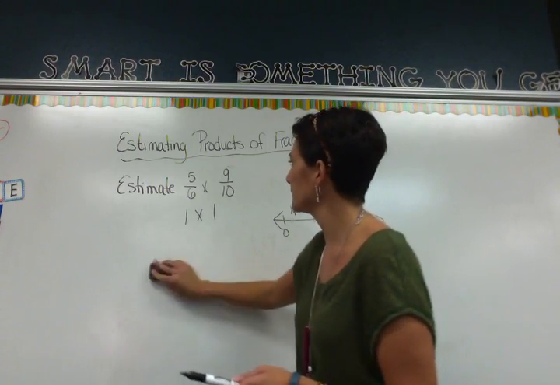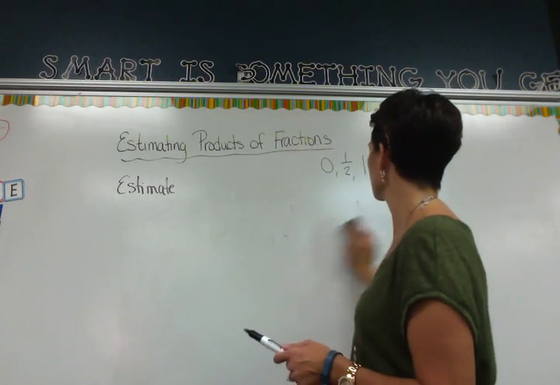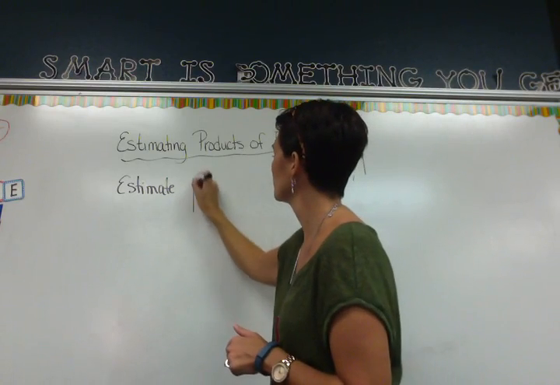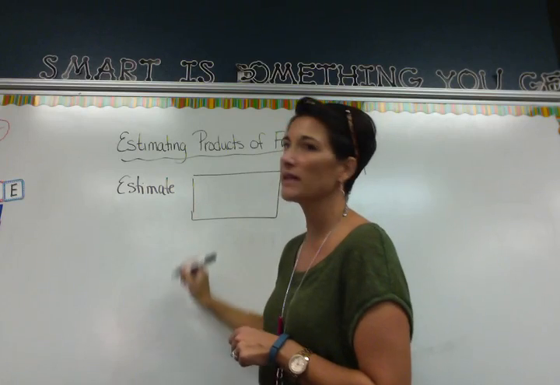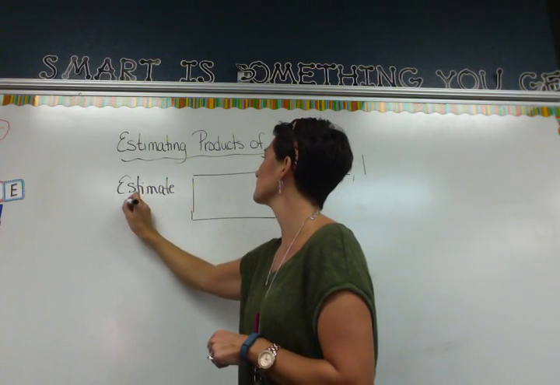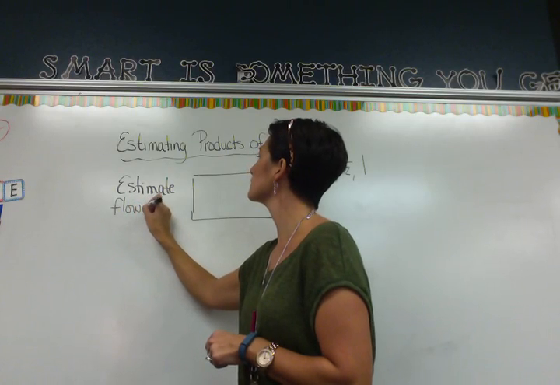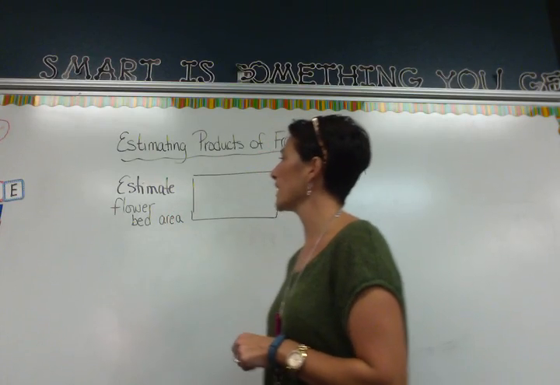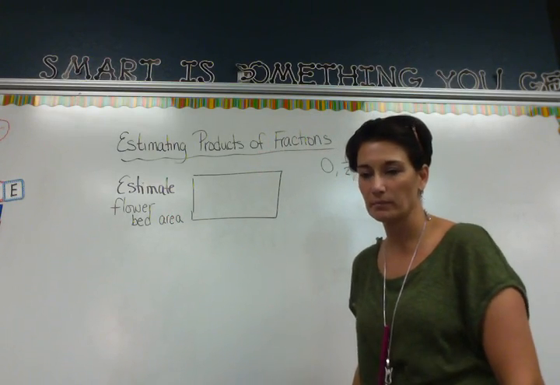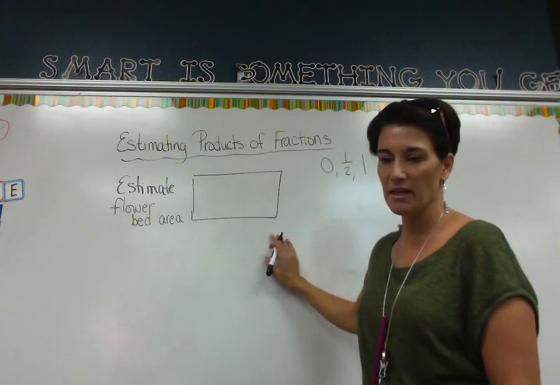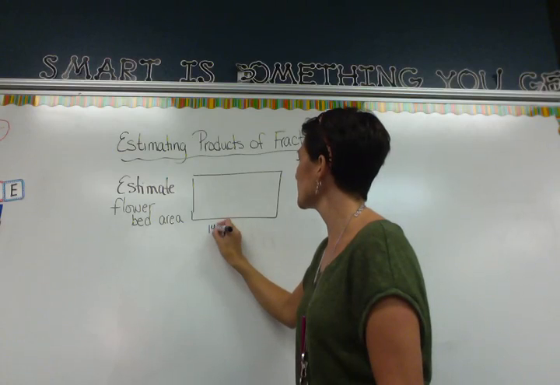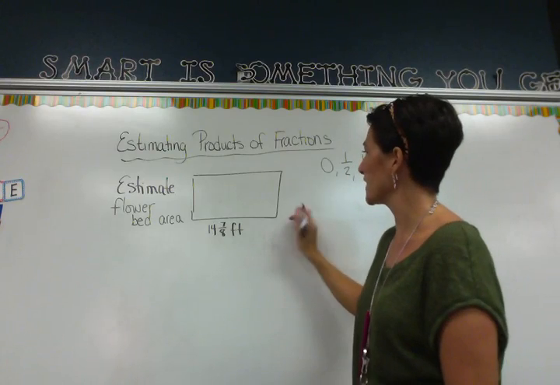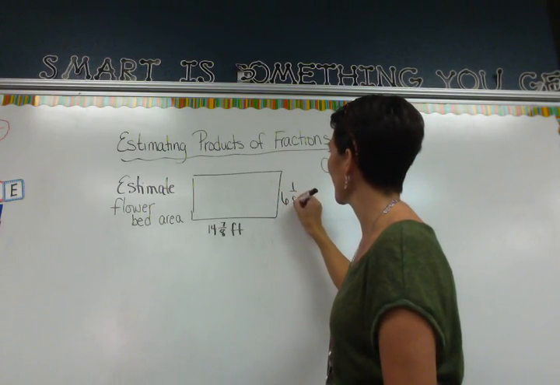Our last example is this. So let's say we have a flower bed. And a flower bed is normally in the shape of a rectangle. So we're going to estimate the flower bed's area. So let's say this dimension here is 14 7/8 feet. And we would say this side is 6 1/8 feet.